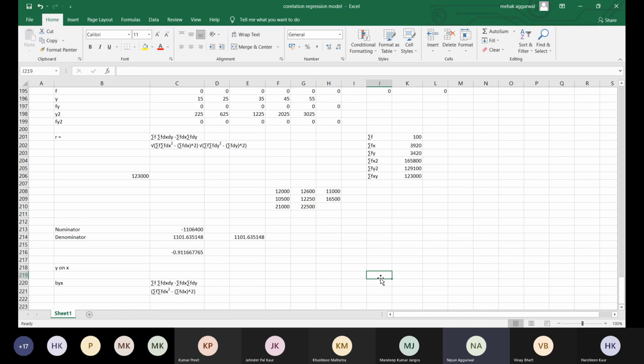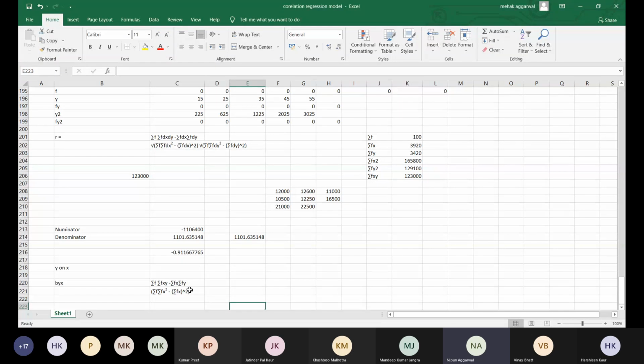So byx becomes summation of f, and here I have not applied the deviation. So it becomes summation fxy minus summation fx summation fy, over summation fx square minus summation fx whole square. If the same is for bxy, then only in the denominator this x will change to y: summation fy square minus summation fy whole square.